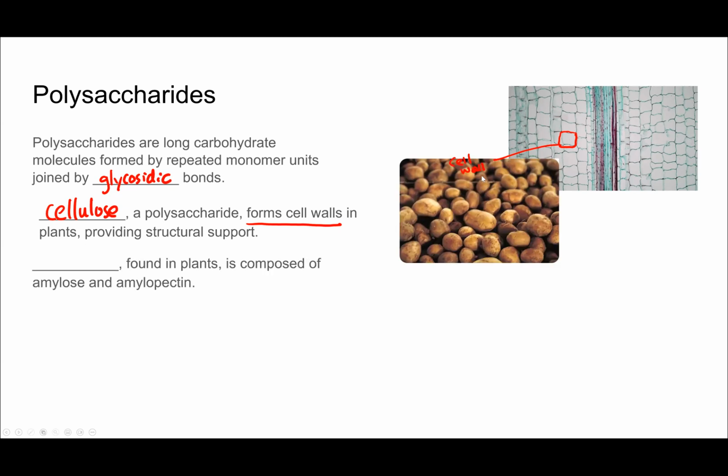Next, we have a polysaccharide that is found in plants and is composed of amylose and amylopectin. This polysaccharide is called starch. This is cornstarch, right? It's basically from corn. And this particular polysaccharide acts as a storage of energy. That's why it's very tasty.